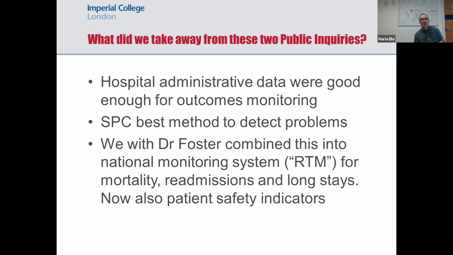So what did we learn from this? Well, administrative data were indeed good enough for doing this kind of monitoring, for monitoring patient outcomes. And what I learned from my time with the Shipman inquiry was this particular kind of method, statistical process control, was the best statistical method to spot such problems. And with our commercial partners, Dr. Foster, we created this national monitoring system, which looks at mortality, readmissions, and long stays, and now also patient safety indicators.